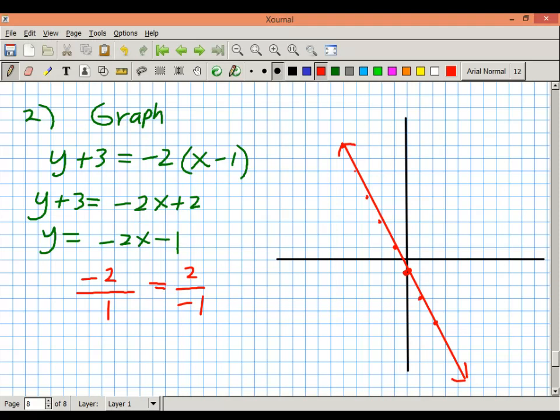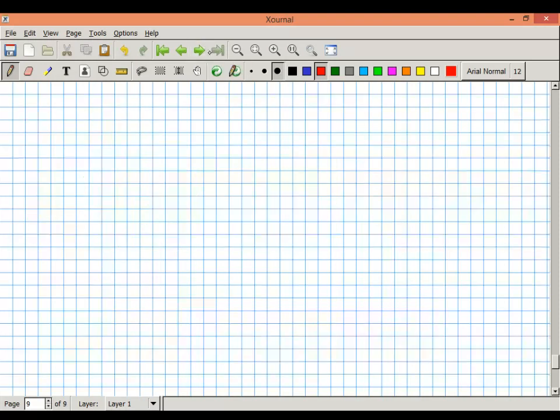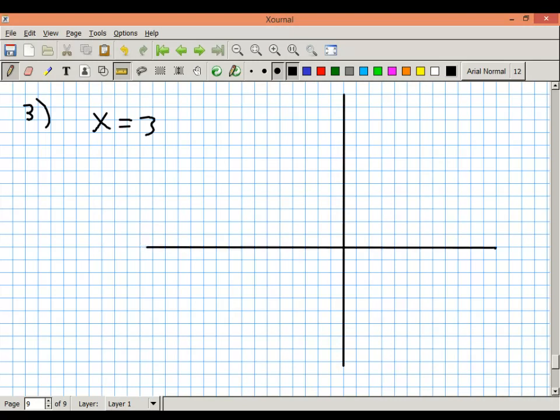Okay, now we got our special cases. Let's look at our special cases. Special case, equation number 3, x equals 3. We already said that's a vertical line, but why don't we take a look at that a little bit closer. Why is that a vertical line? Because people are going to get confused. x equals 3, is that vertical or horizontal?